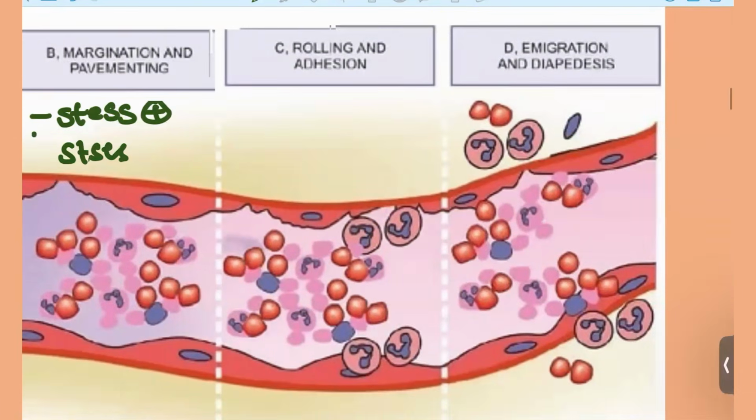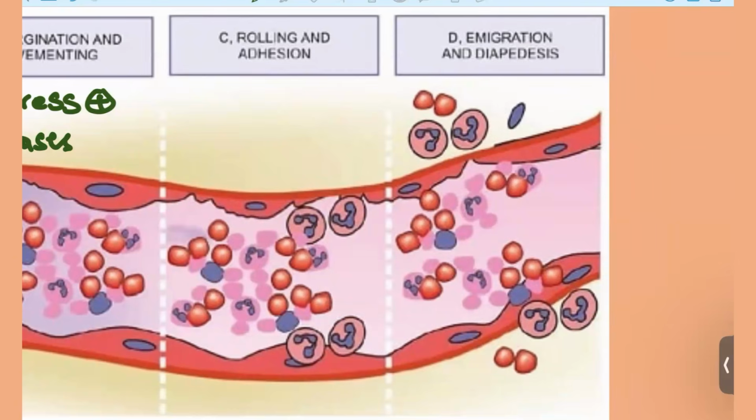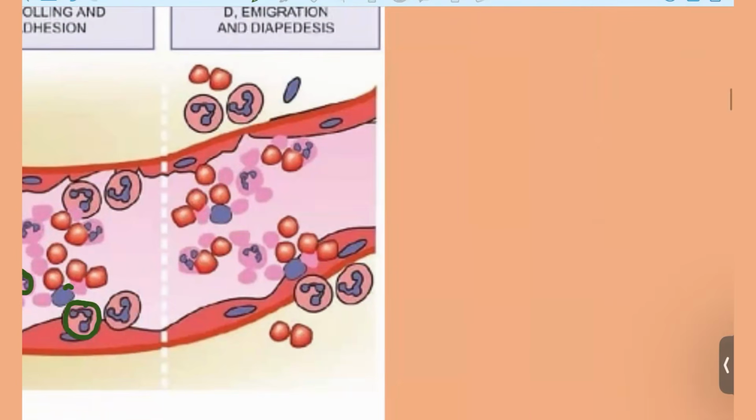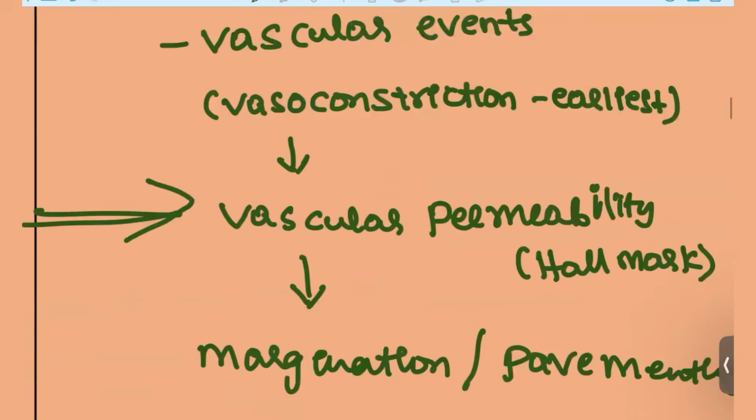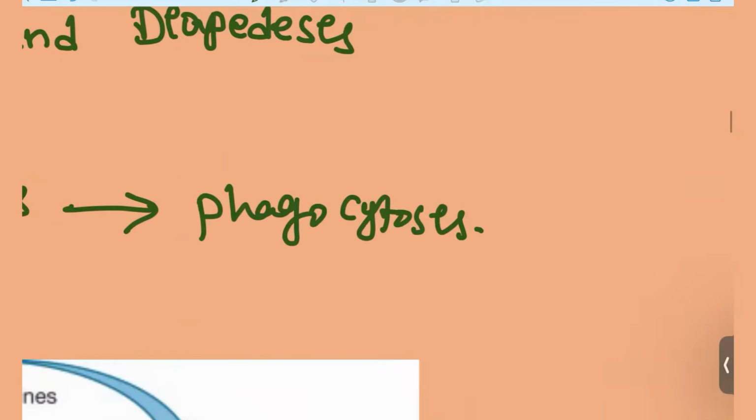Next, there will be a rolling over. Here you can see the type of the rolling over. Once rolling over is completed, it is going to attach, adhesion to the endothelial cells. Then emigration and diapedesis, coming outside of the endothelial cell through the gap. Right? This is what is happening. After diapedesis, there will be chemoattractants, chemotaxis, and next phagocytosis.